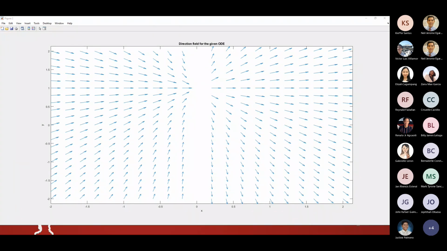So pag may isa dun sa dalawa, meaning isa kay f o kaya kay partial ni f with respect to y, yung hindi naging continuous at a particular rectangle, ibig sabihin, hindi na unique, o hindi na tayo sure kung meron kang unique solution talaga. Kasi ang usapan dapat parehas sila ay continuous sa isang rectangle that contains your initial point. All right? So, any questions? So, pwede na ba nating iwan yung chapter 1?